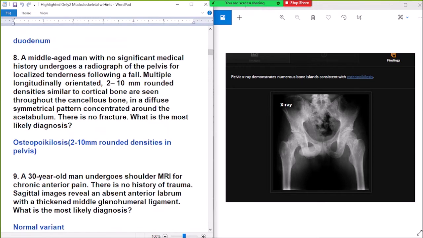Question number 8. A middle-aged man with no significant medical history undergoes a radiograph of the pelvis for localized tenderness following a fall. Multiple longitudinally oriented 2 to 10 mm rounded densities similar to cortical bone are seen throughout the cancellous bone in a diffuse symmetrical pattern concentrated on the sternum.